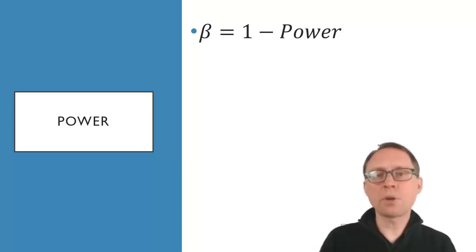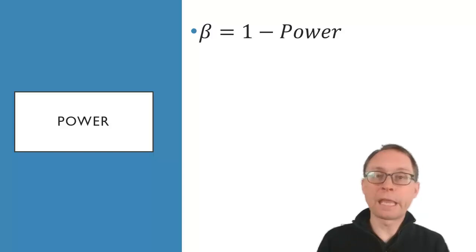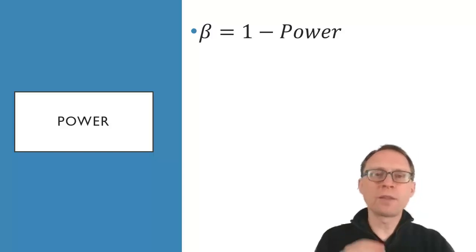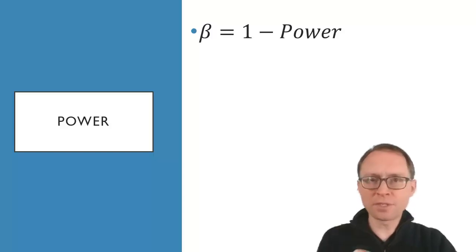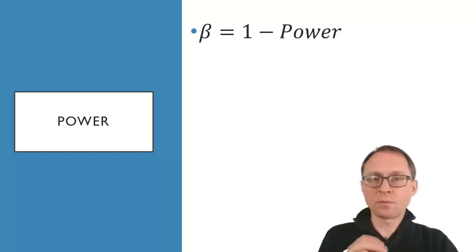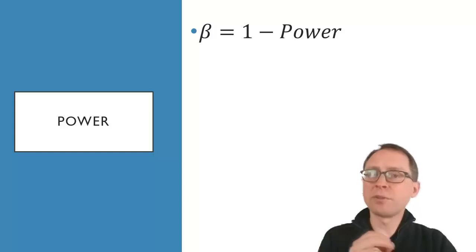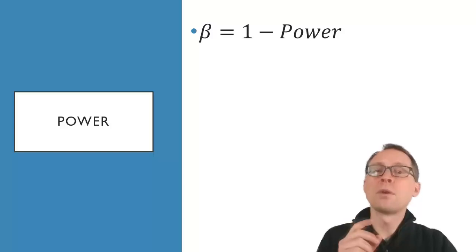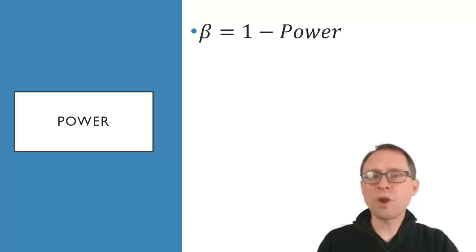So, just to remind you, power is the ability for me to get what I want. I want the power. And that means that I want my hypothesis, first of all, to be true. And if it is true, I want to be able to reject the null hypothesis. So power is your ability to reject the null hypothesis when the null hypothesis is false.